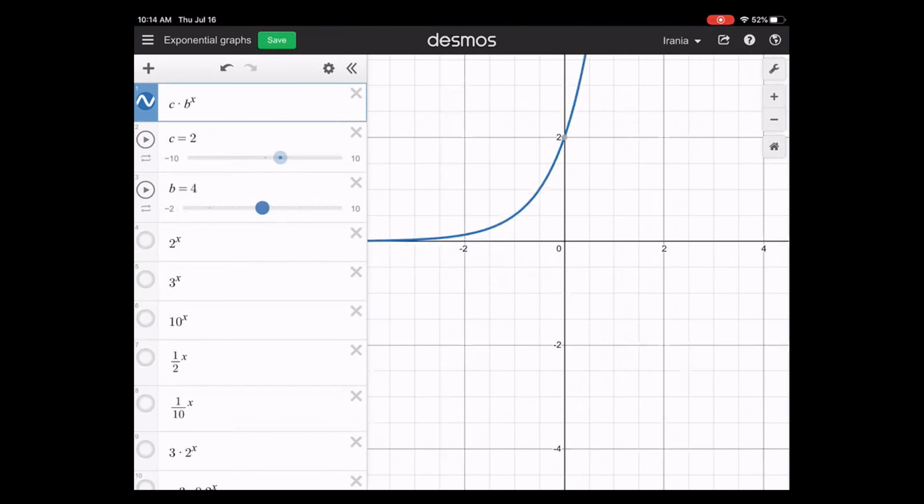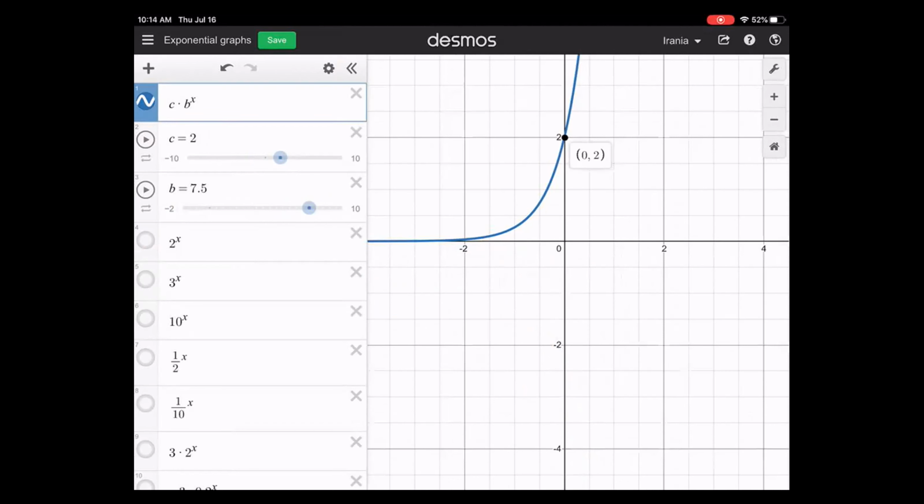And if your b is greater than 1, that means it's going to be increasing. So here you guys can see that this graph is increasing. It's getting bigger and bigger exponentially, and it's starting off at 2. It has a y-intercept at 2.